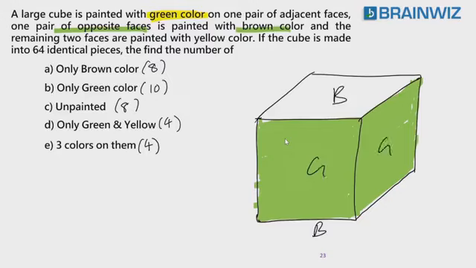Green, green. And the remaining two are painted with yellow and yellow. Following everybody? Clear? Now, students, what he told you, 64. For 64, I already told you, 4 into 4 into 4. Baba, 3 into 3 into 3. Make sure that some people might have done 4, 4, 4 cuts. No, you're supposed to draw 3 cuts.